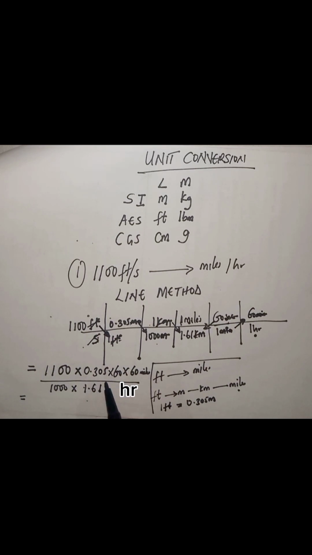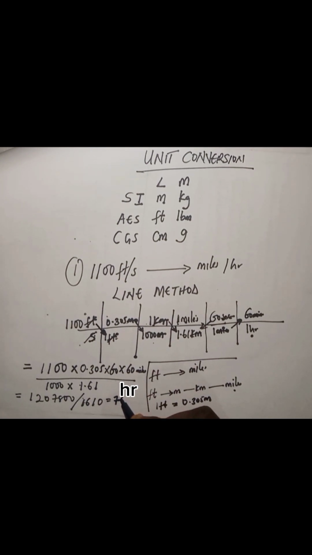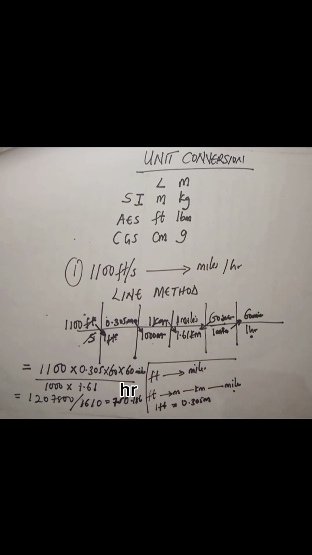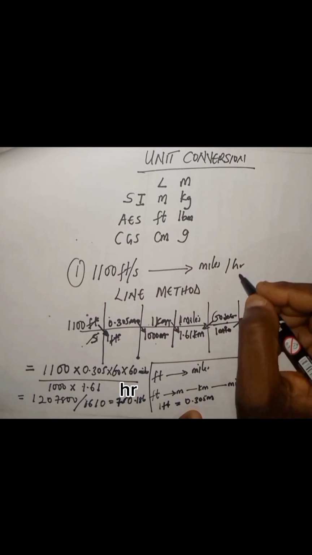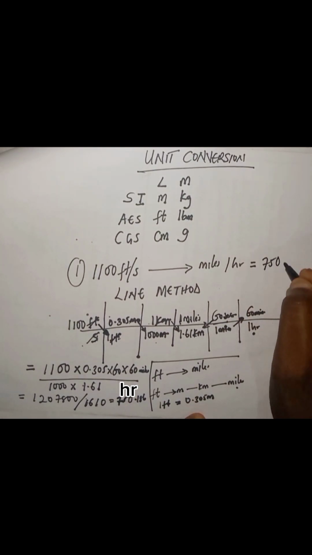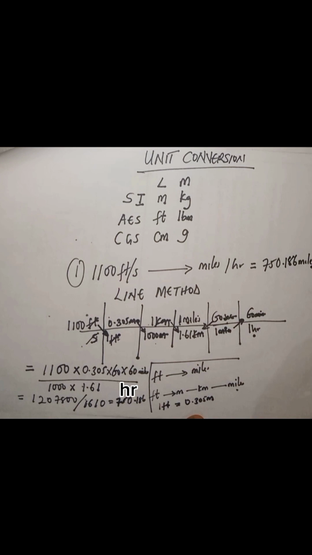When you multiply through and divide by 1610, it is equal to 750.186. So our final answer here is 750.186 miles per hour.